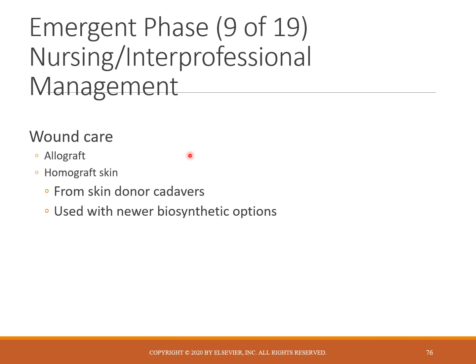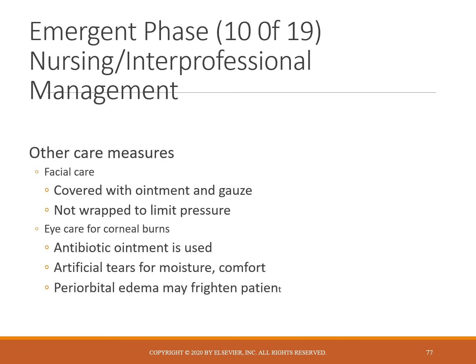Okay, and again, if your patient has a homograft skin from skin donor cadavers, we have to use newer biosynthetic options for them. And again, perform wound care. Now, if the burn injury is on the face, then we do pretty much the same. We don't wrap the face to limit the pressure. That's a no-no. But instead, we do an open method. We put an ointment in there and gauze as needed. And for the eyes, antibiotic ointment again can be used, artificial tears to moisten the area.